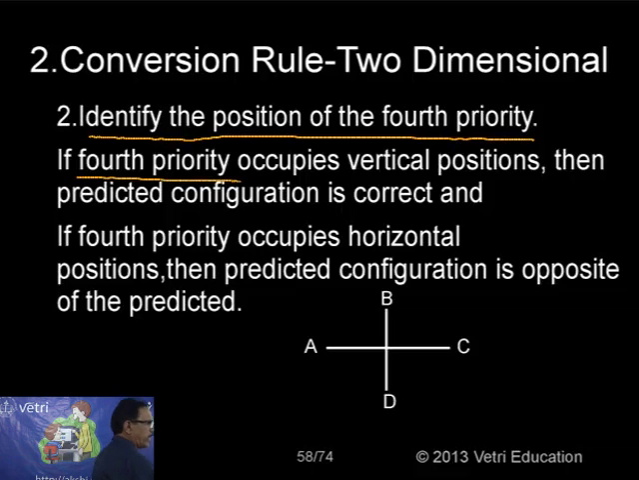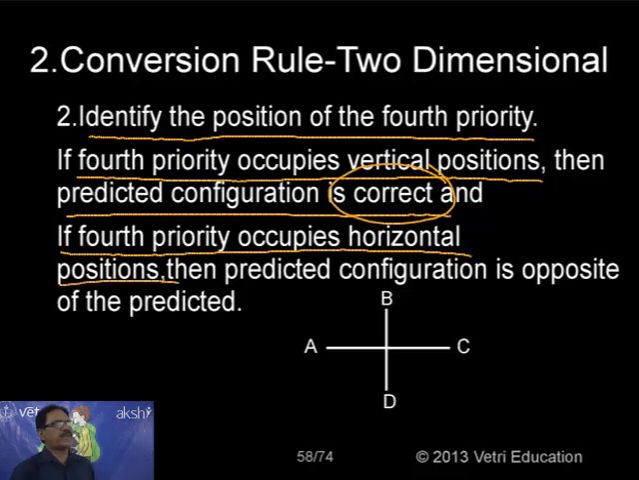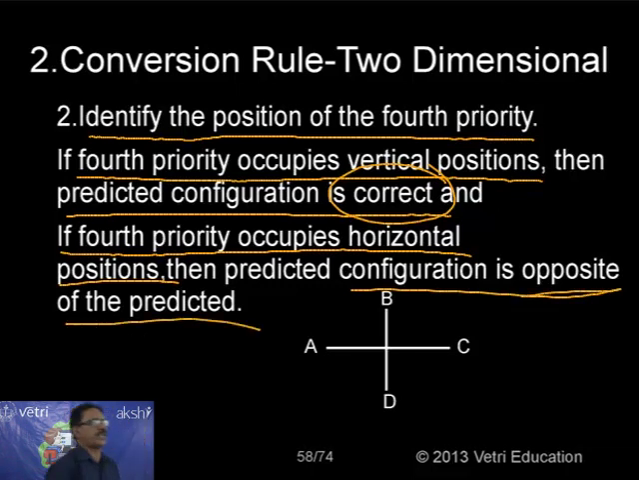If the fourth priority occupies a vertical position, then the predicted configuration is correct. This is the most important. This is for the two-dimensional notebook and board. If the fourth priority occupies a vertical position, top or bottom, whatever you predict on the board and notebook is correct. Suppose the fourth priority occupies a horizontal position, either left or right side, the configuration that you have predicted is opposite. Whatever you predict, the real configuration will be the reverse. This is the most important information.